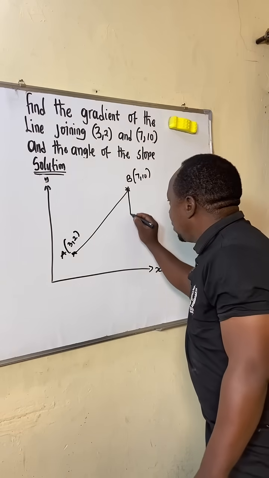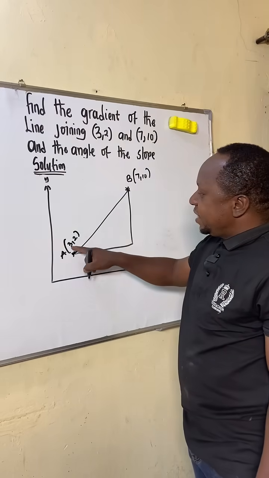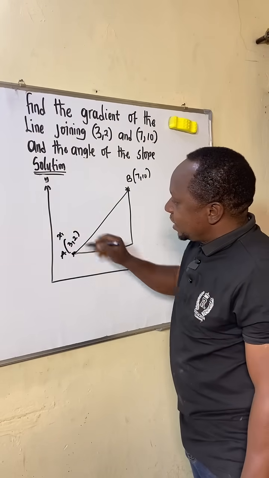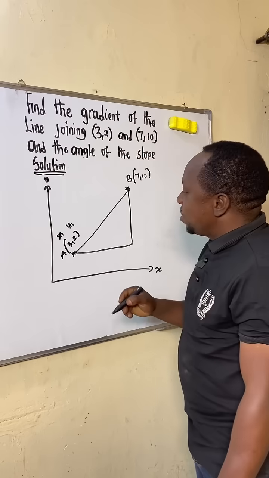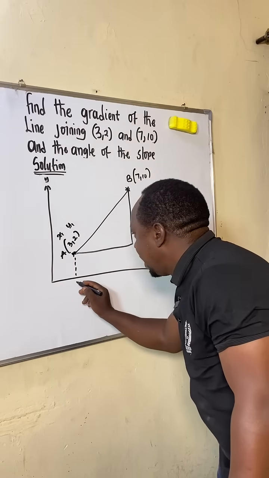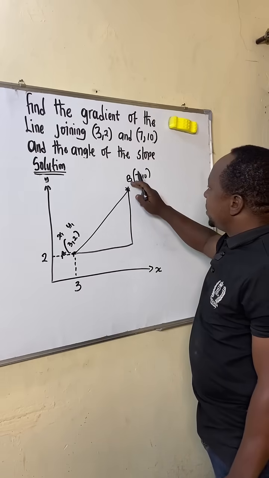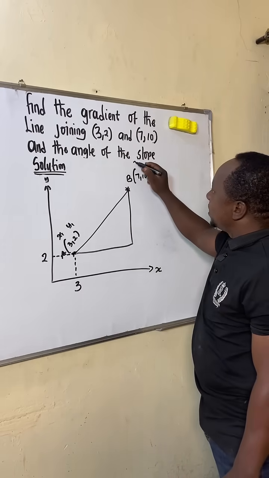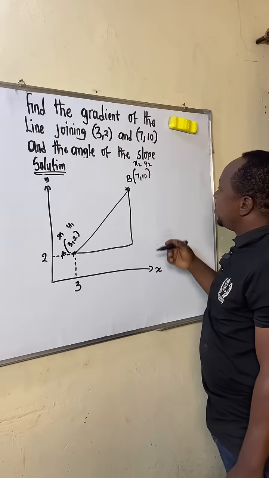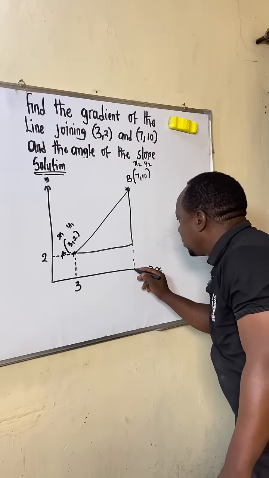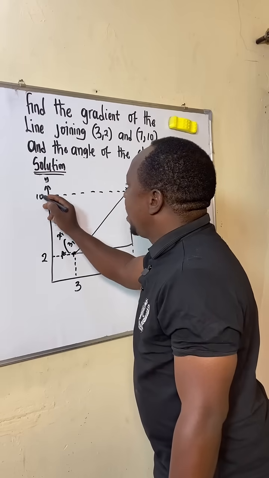Now, the slope is something like this. At point A, 3 is our x coordinate. Let's call it x1. 2 is our y coordinate. Let's call it y1. We can trace 3 on our x-axis and 2 on our y-axis. Now, point B, 7 is our x coordinate. Let's call it x2. And 10 is our y coordinate. Let's call it y2. We can trace 7 on our x-axis and also 10 on our y-axis.